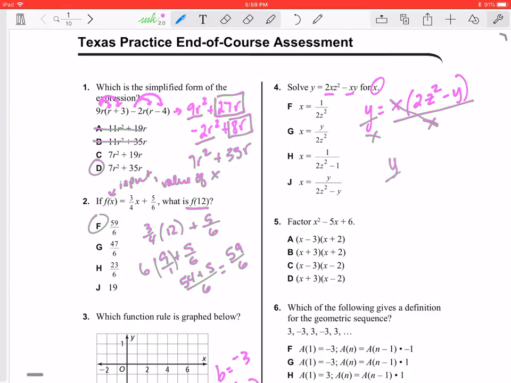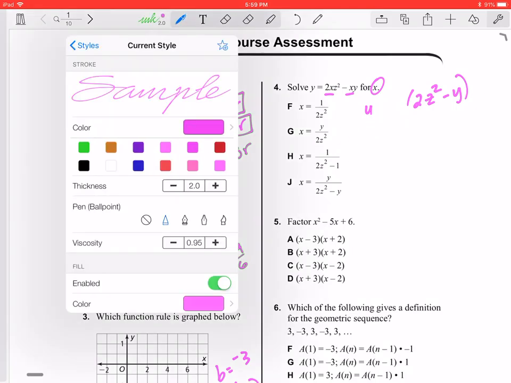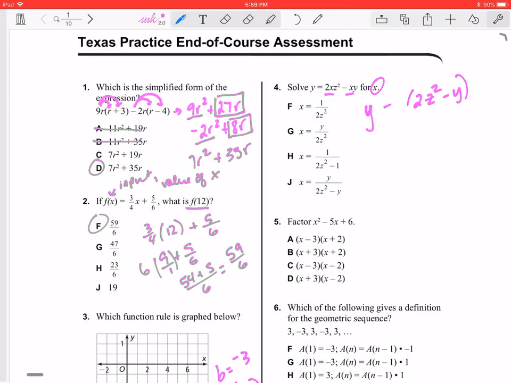So then I'm left with y over x is equal to 2z squared minus y. Actually, hold on, let me take out the parentheses. So that's going to be 2z squared minus y. Let me start back over here and erase this, because we want x by itself, so I'm doing an extra step that I don't need. My apologies. So it's going to be y is equal to x times 2z squared minus y.